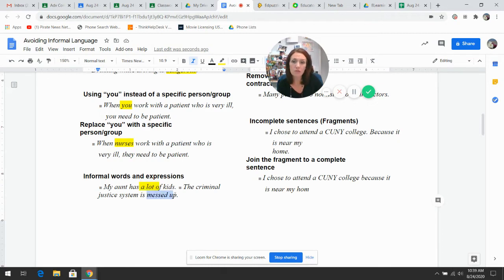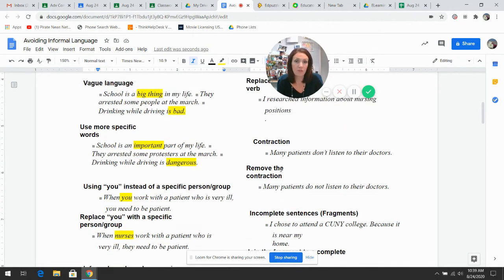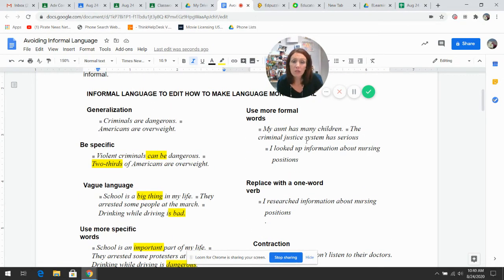Or the criminal justice system is messed up. The words messed up, you may feel are accurate and they may be conversationally accurate, but when you are writing for a professional setting, you do not use words like it's so jacked up or messed up. It's just not professional. Here we give a revision. We say many: my aunt has many children, and the criminal justice system has serious, oh, I'm sorry, my formatting has caused this to go somewhere else. Has serious problems, has serious concerns, has serious unfairness, whatever words you want to fill in. And I'm sorry that there's no word there.